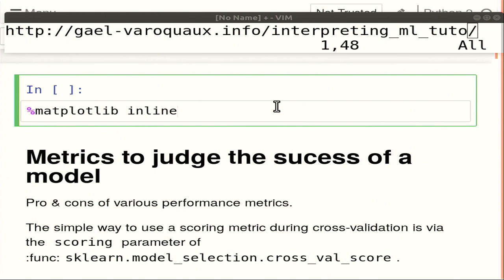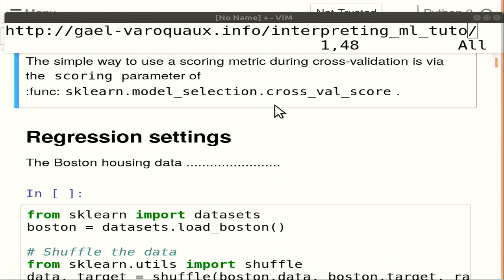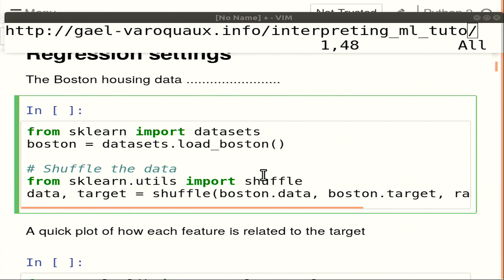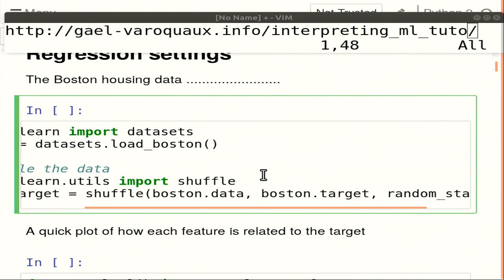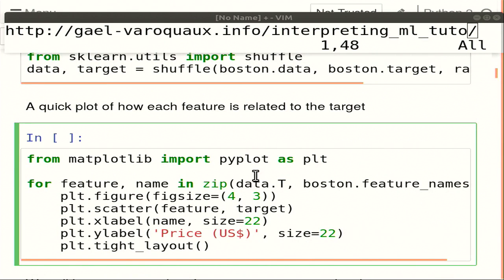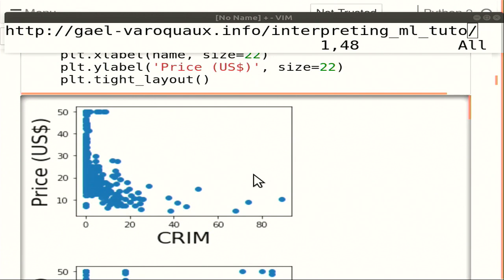So, as you probably know, you can do cross-validation in scikit-learn with sklearn.model_selection.cross_val_score. And here we're going to be looking at the Boston housing data set. It's shipped with scikit-learn, so we can load it with load_boston. And we're going to shuffle it in a given way. And then we make this quick plot to understand what's in the data.